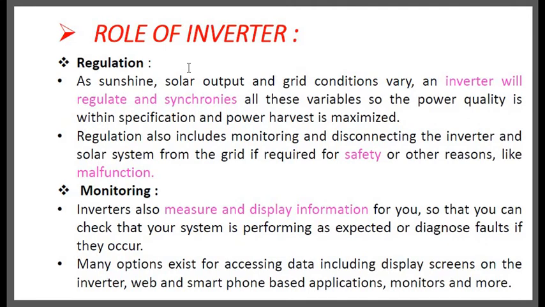Then regulation. As the sunshine, solar output and grid conditions vary, an inverter will regulate and synchronize the variables so the power quality is within specification and power harvest is maximized. So power regulation is also done by the inverter. Now monitoring. The inverter also measures and displays information for you so that you can check that your system is performing as expected, or diagnose faults if they occur. So we can predict the fault condition using the inverter system.